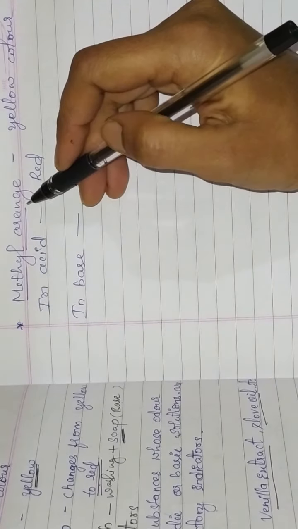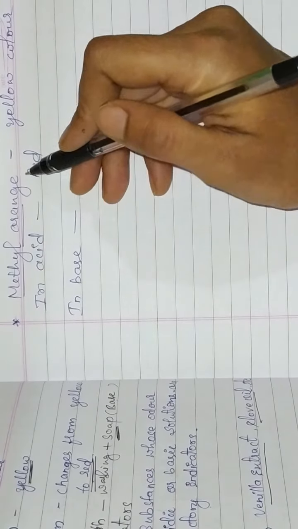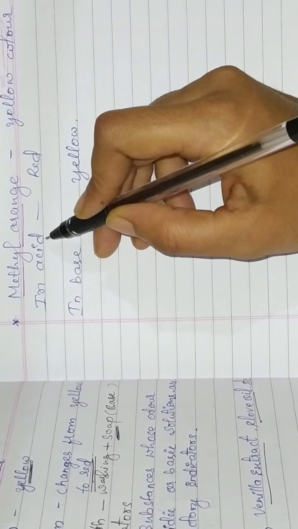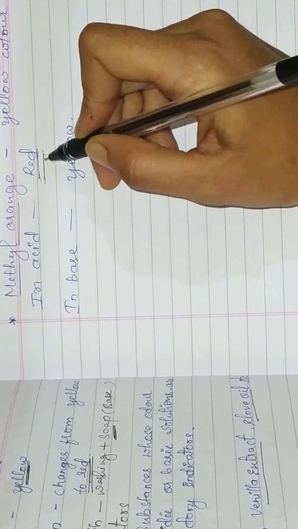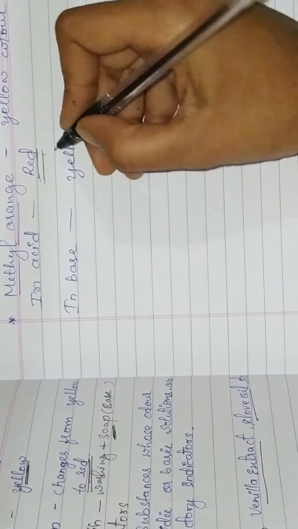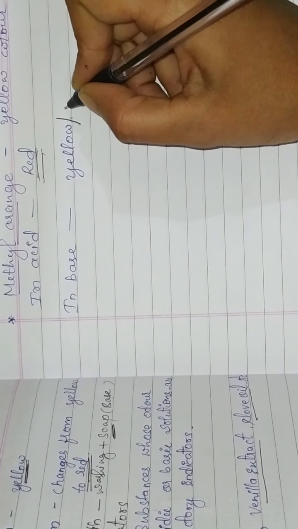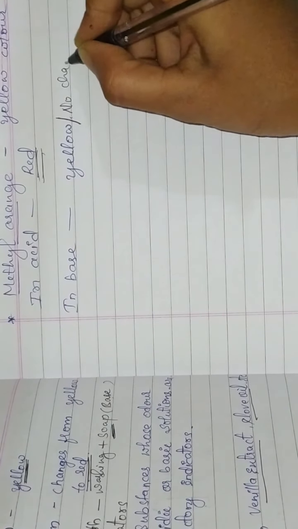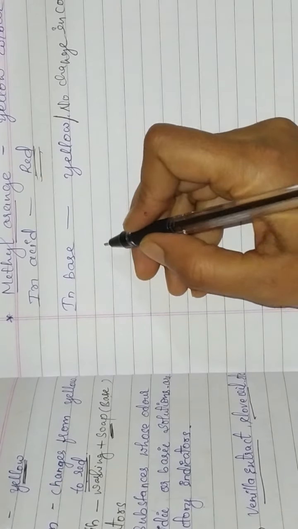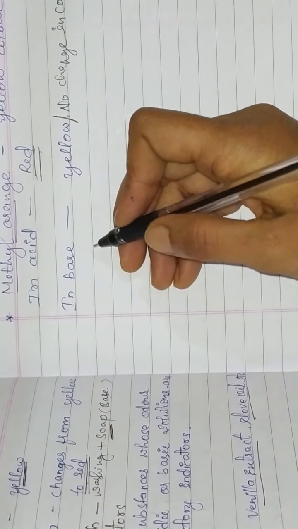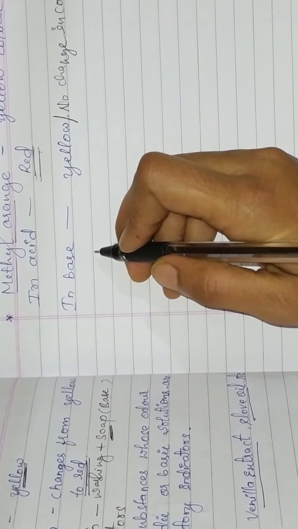The last indicator is methyl orange. Actually its color is yellow. When this methyl orange is placed in acid, its color changes to red. But when it is placed in base, its color remains as it is, or we can also say that there is no change in color. So like this we have to predict whether the given substance or solution is acid or base.